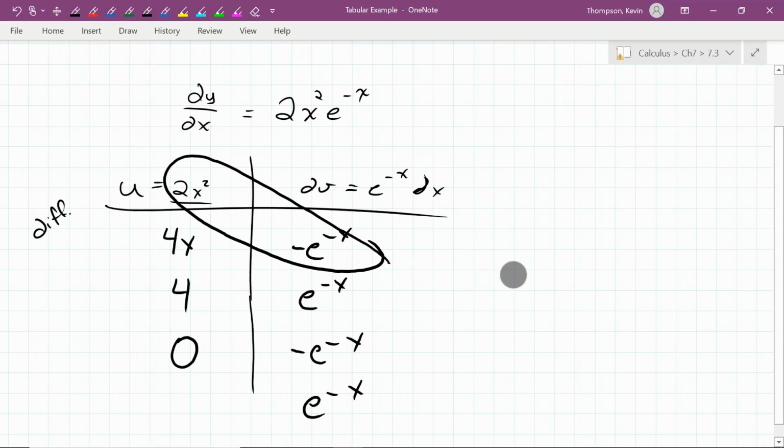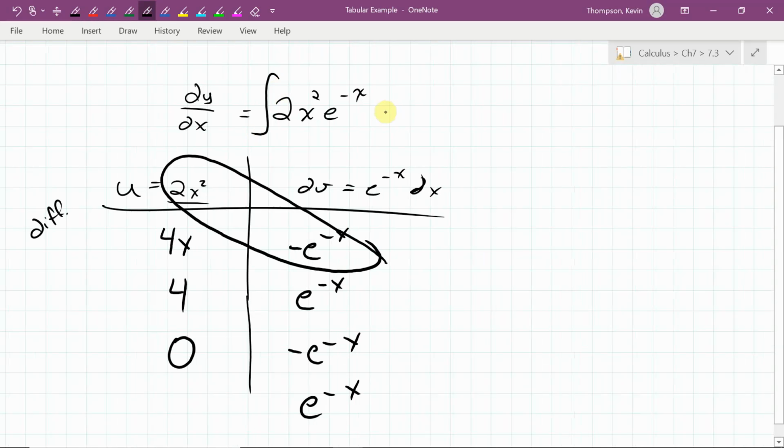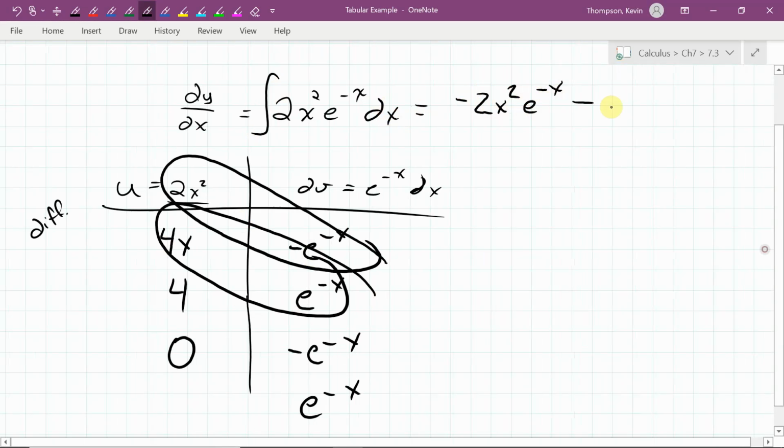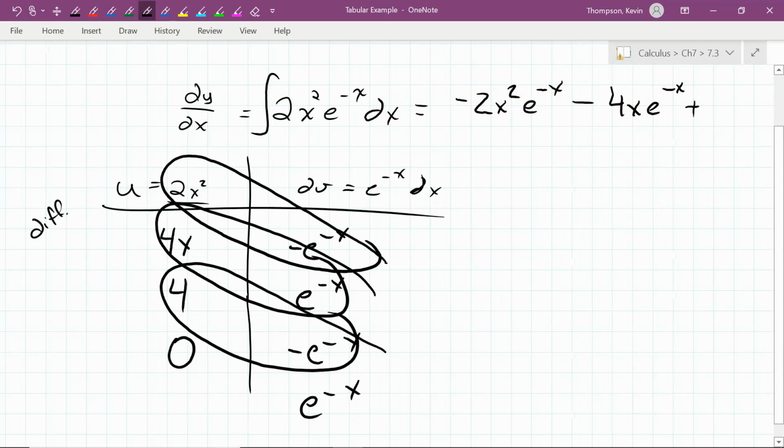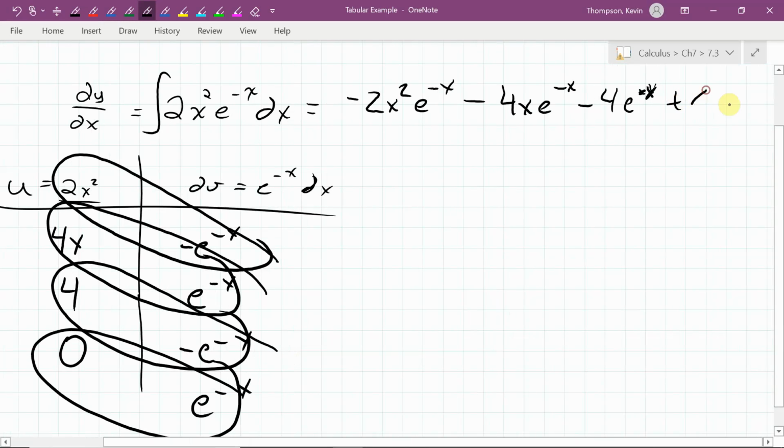So the answer to this integral would be minus 2x squared e to the minus x, minus the next diagonal product, plus, it's plus a negative, so I'll just change that to a minus 4. And at this moment, you have now run out, because that's a 0, but don't forget your constant.